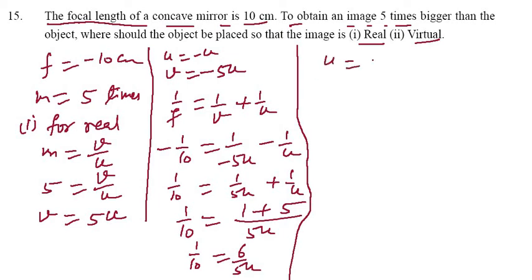So u will be equal to how much? It is 1 upon 10 into 5 upon 6. So 5 ones are 5, 5 twos are 10. So u will be equal to 1 upon 12. So that one is your answer.